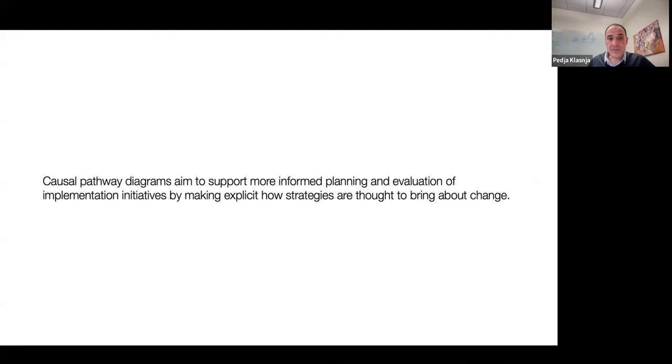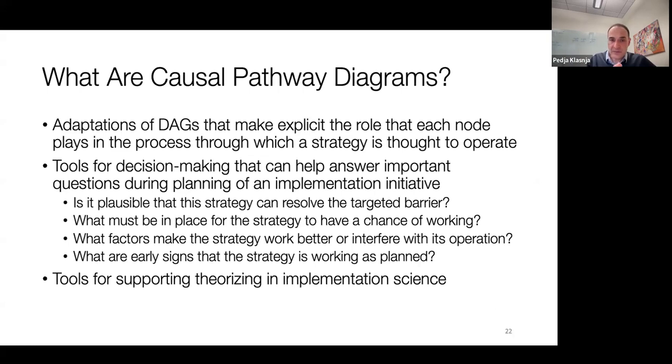The idea here is that these causal pathway diagrams can support more informed planning and evaluation of implementation initiatives by making explicit how strategies are thought to bring about change. You can think of this as a theory of change at a micro scale for each individual strategy. A simple way to think about these CPDs is that they're adaptations of directed acyclic graphs, but adaptations that make explicit the role that each node plays in the process. You can use them both to support decision making about what strategies to choose or how to operationalize them, as well as to make sense of initiatives that are already going on.